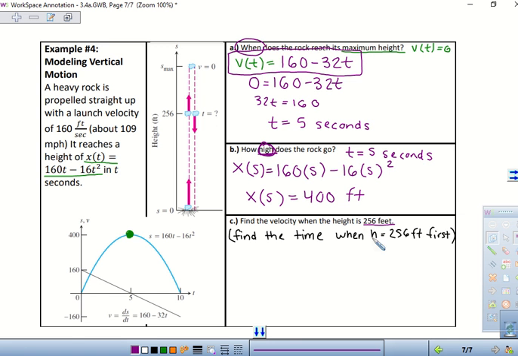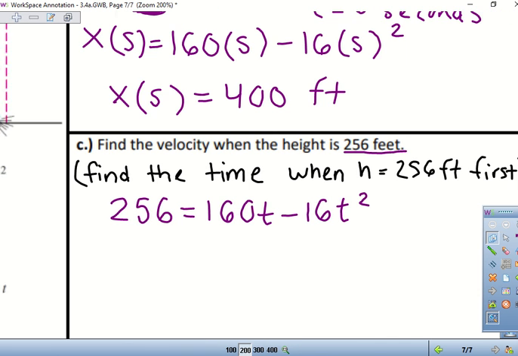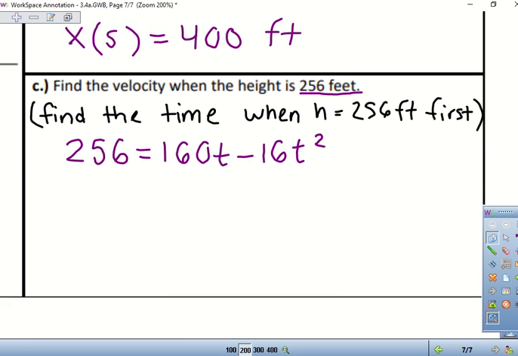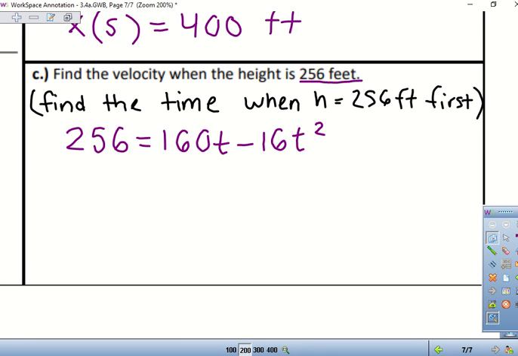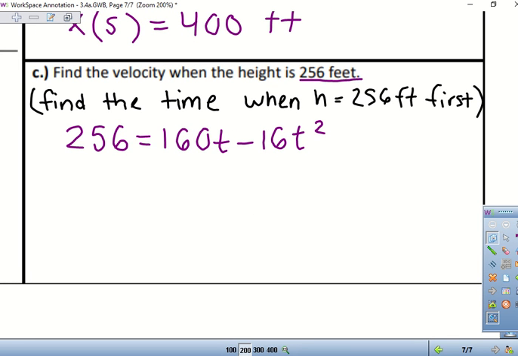So what we have to do is, we first have to find the time when that's the height. So we're going to take this formula right here and plug in the height. Sometimes you're going to have to use more than one formula to get what you need. So before I can use the velocity formula, I first have to find the time at which the height is at 256 feet, using the formula that relates height to time.